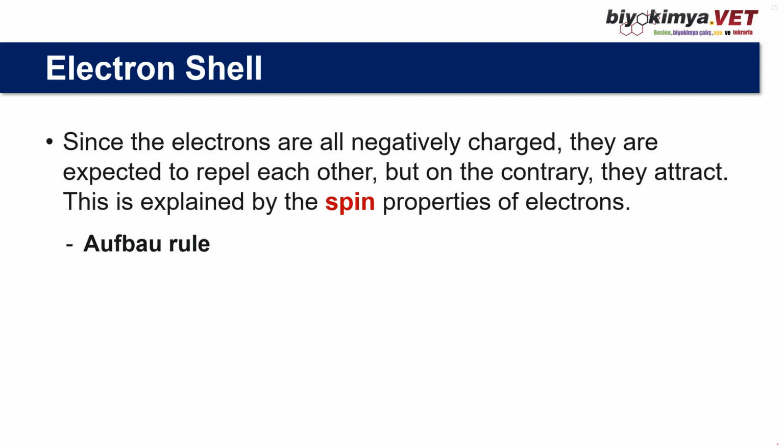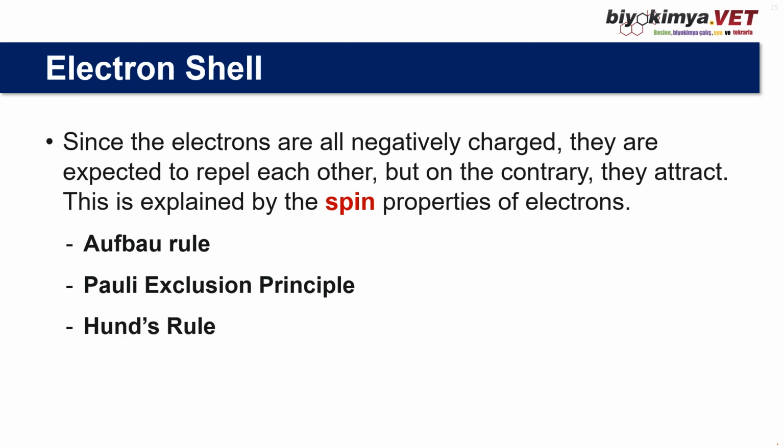These spins or directions of these electrons must be different, and this is explained by the Pauli exclusion principle. And Hund's rule takes into account the placement of electrons in degenerate orbitals of the same subshells. Bonding to s, p, d subshells cannot occur unless and until each orbital is joined by an electron.